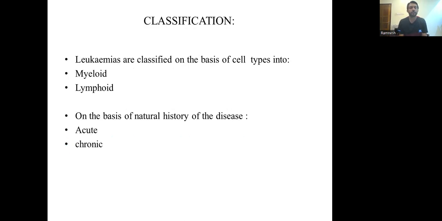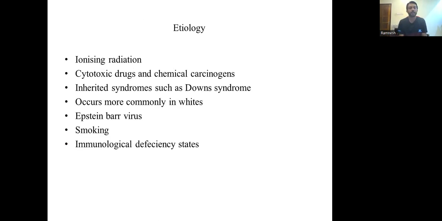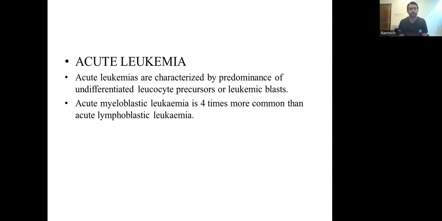Classification: leukemias are classified on the basis of cell types into myeloid and lymphoid, and on the basis of natural history of the disease, into acute and chronic. Etiology includes ionizing radiations, cytotoxic drugs, and chemical carcinogens. Inherited syndromes such as Down syndrome, more commonly in whites, Epstein-Barr viruses, smoking, and immunological deficiency states.